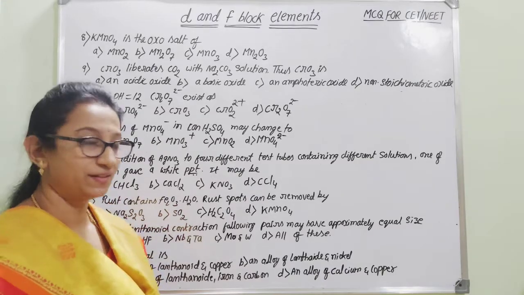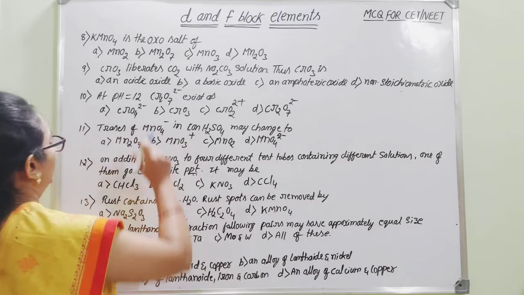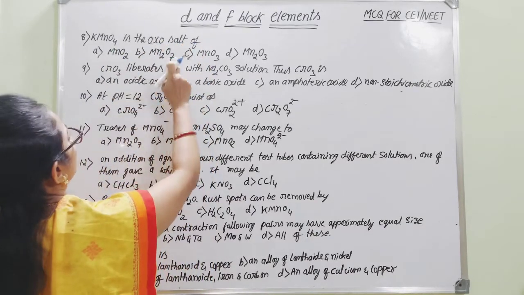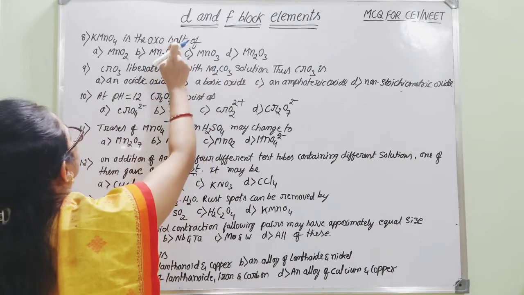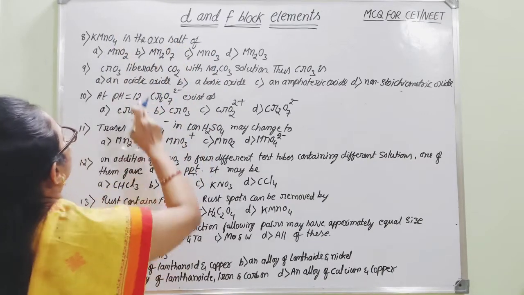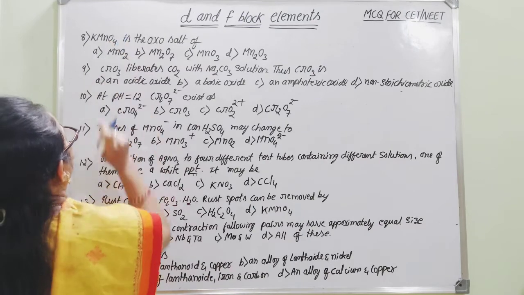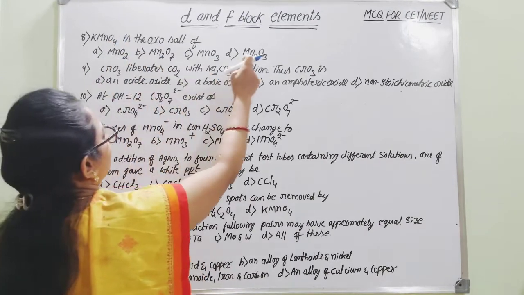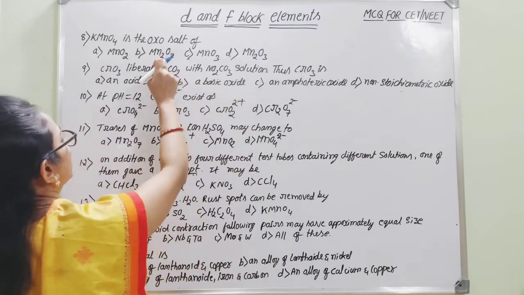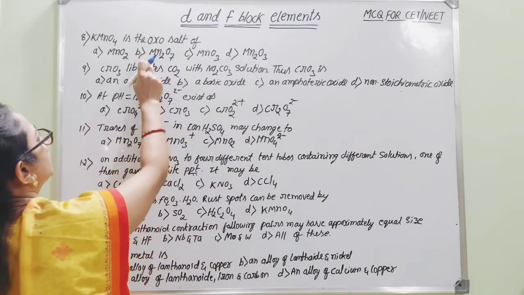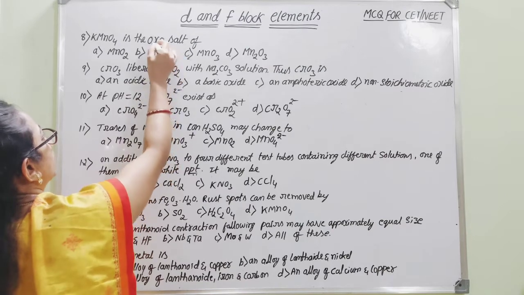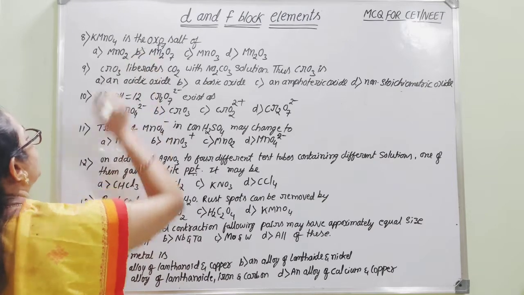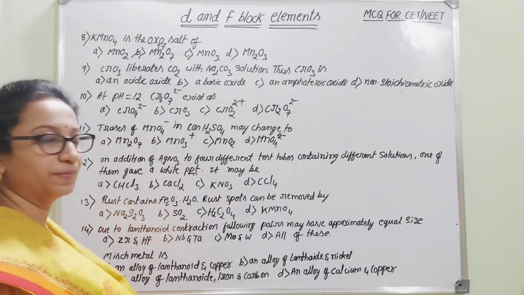We can go for the next set of questions. Here KMnO4 is the oxo salt of which metal? In KMnO4, the oxidation number of Mn is +7. If you compare these different compounds, where you exactly get the +7 oxidation state is in Mn2O7. So here manganese has +7 oxidation state. Therefore, option B is the right option.